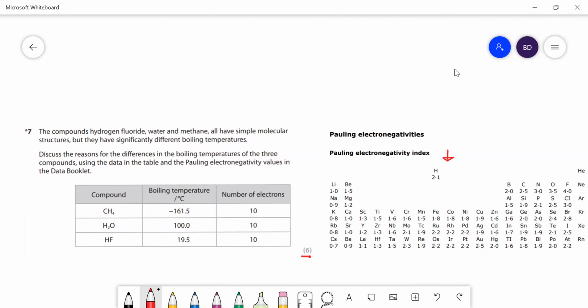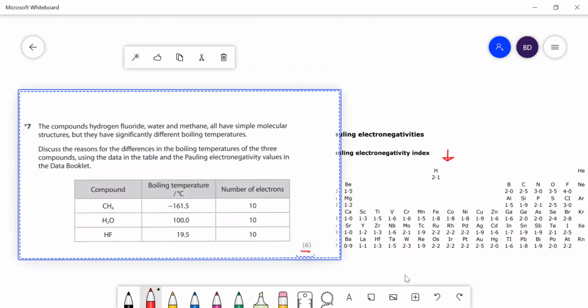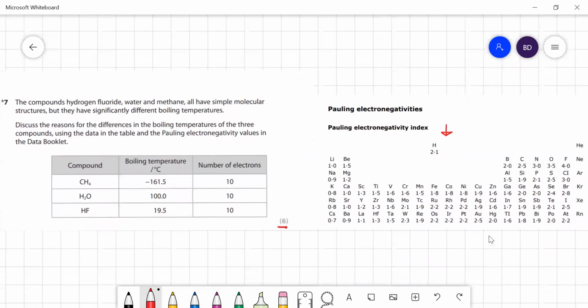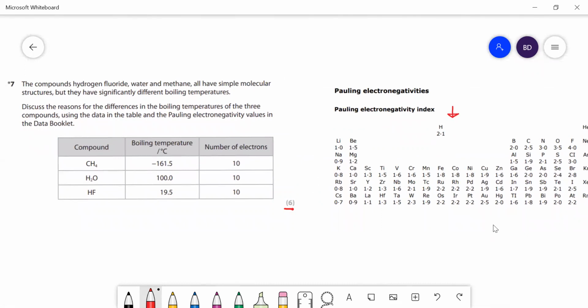Okay, so let's look at hydrogen fluoride and water first of all. We've got a big difference in electronegativity between hydrogen and fluorine. If we look, hydrogen is 2.1 and fluorine is 4. So that means the hydrogen fluoride molecule has got a very strong partial negative charge on the fluorine and a partial positive charge on hydrogen.